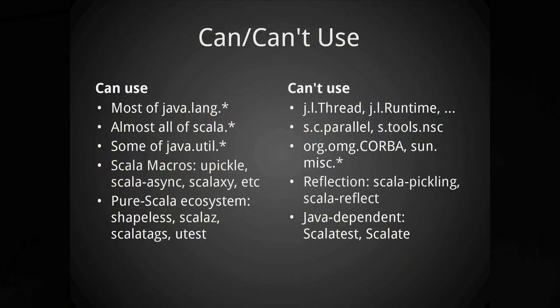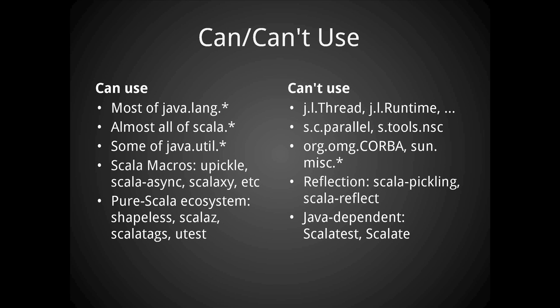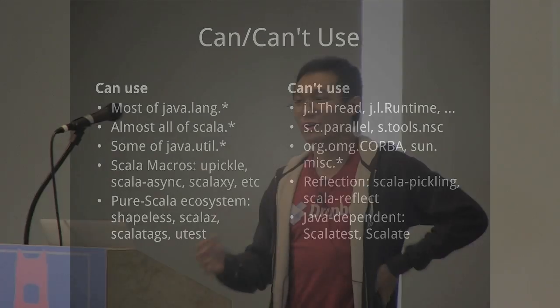So some of you may be thinking, what can I do and what can't I do in Scala.js? I've showed you can use collections. I've showed you can use a DOM. But what else is available or not available? You can use almost all the Scala standard library. You can use some small subset of the Java standard library, but not most of it. You're not going to be able to use org.ohmygod.corba, for example.